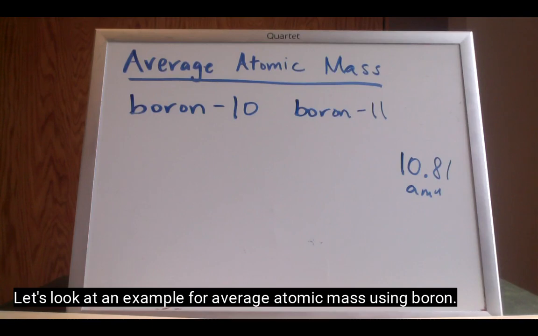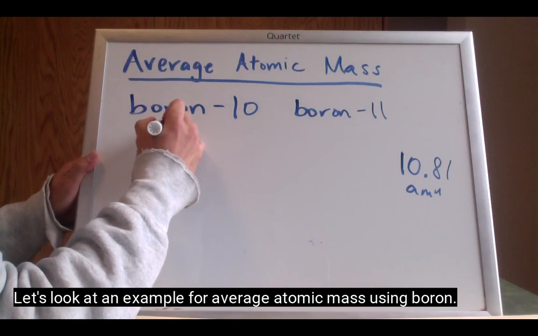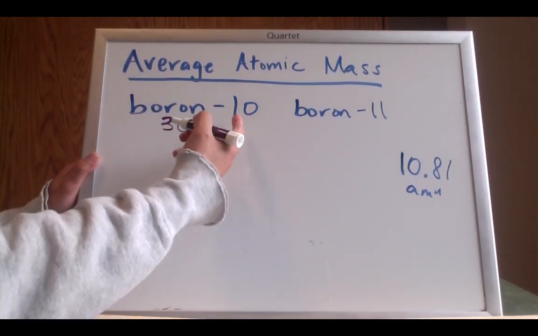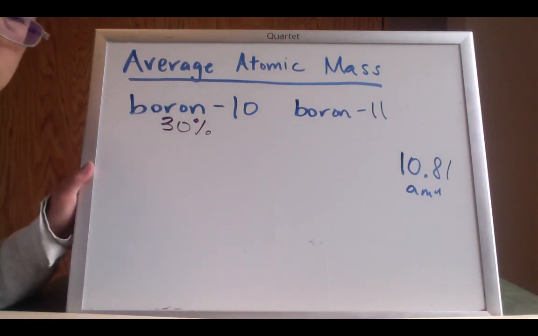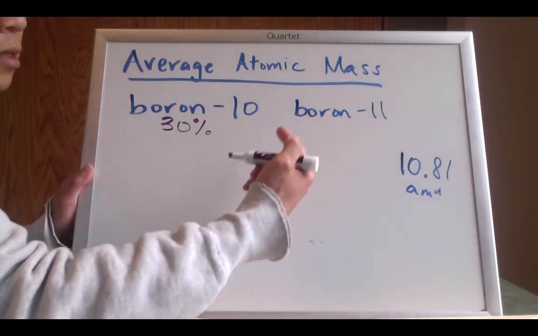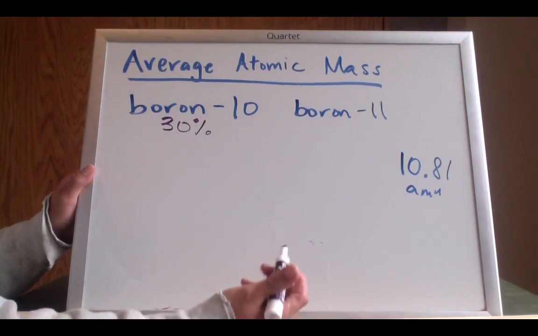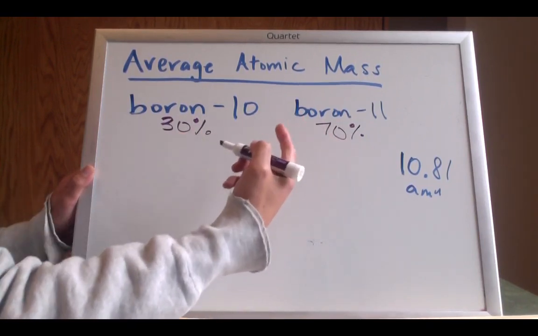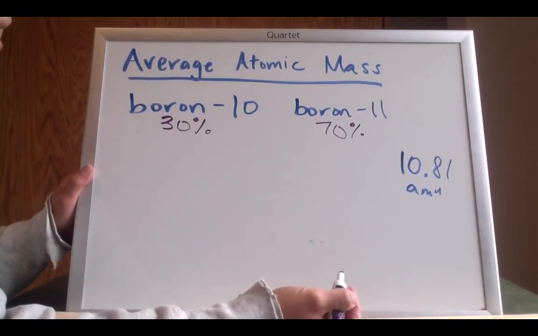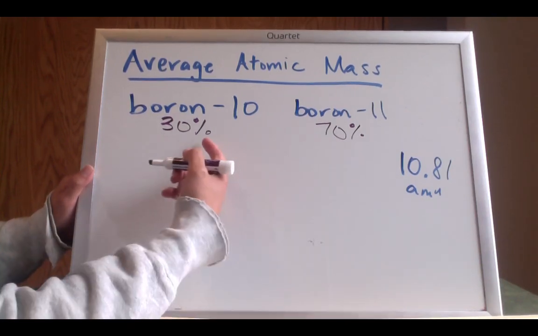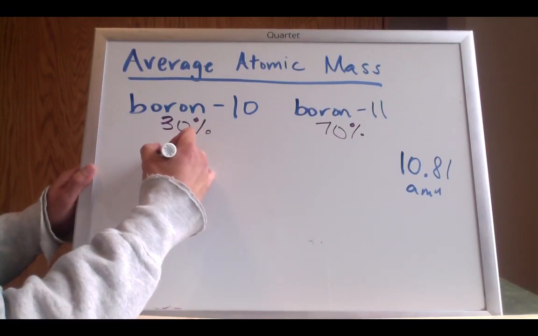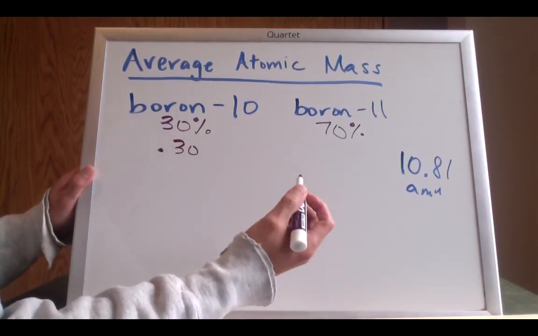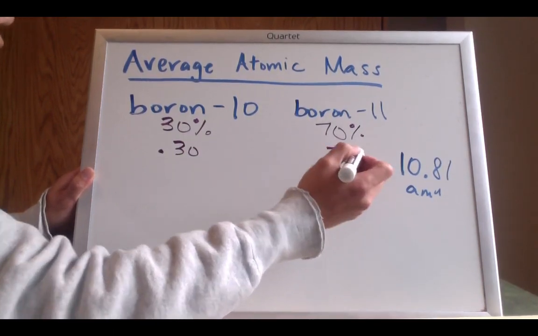Now, let's take a look. We don't know the numbers, but say, for example, 30% of all boron isotopes are boron-10. If there's only two of them, what percent would make sense for boron-11? It should make sense that it would be 70%, because 30 plus 70 adds up to 100%. In some cases there's more than two isotopes, like 3, 4, or 5, but these should add up to 100%. Expressed as a decimal, this could be 0.30, and this could be 0.70.